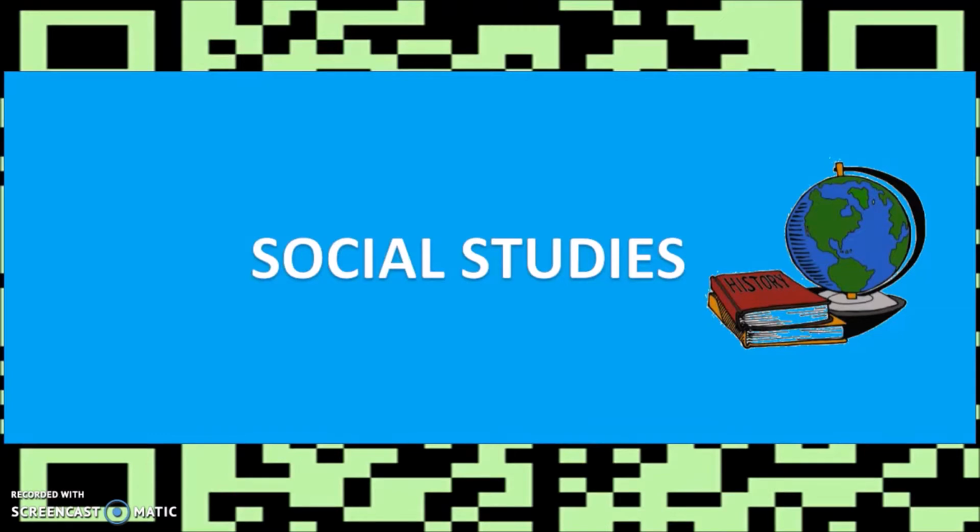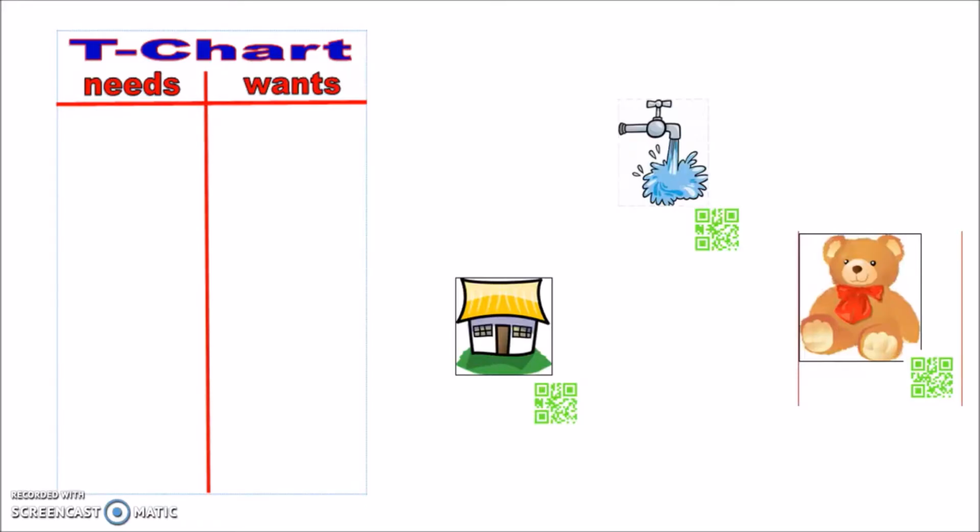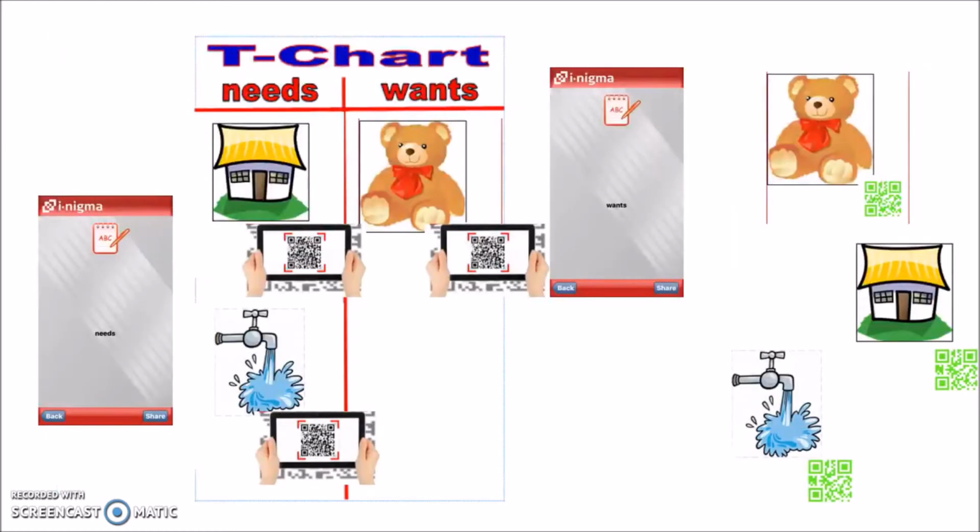Social studies. Our first activity in social studies is a handout and picture cards on needs and wants. Students will place the picture cards under needs if the picture shows that it is something we need. They will put the picture cards under wants if the picture is something that we want. Once picture cards are in place, students scan the QR codes to see if their answers are correct.